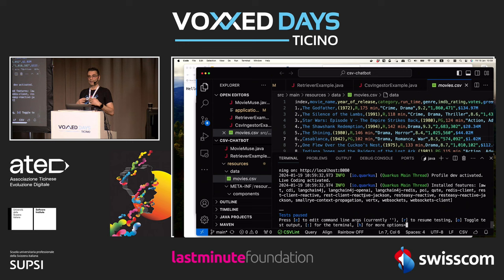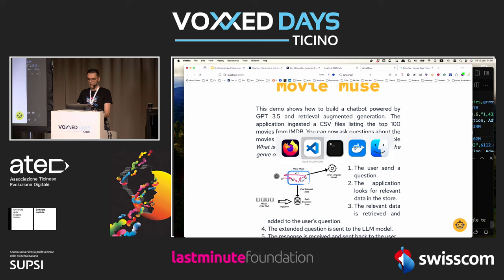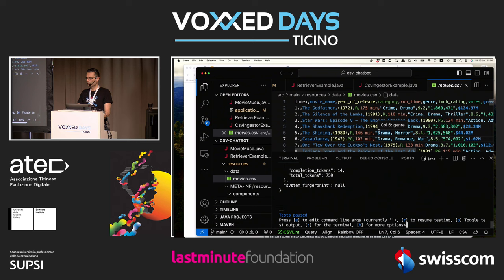Now I sound like someone that knows, but I know very little about this stuff. This is all I understand. You do a proximity search to find the relevant documents and then piggyback them in the prompt to get a relevant response. So in this example, the story is that I have a CSV file with the top 100 movies from IMDb. Those are the movies here.